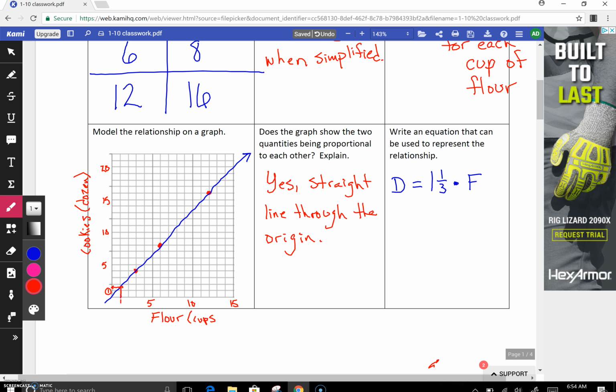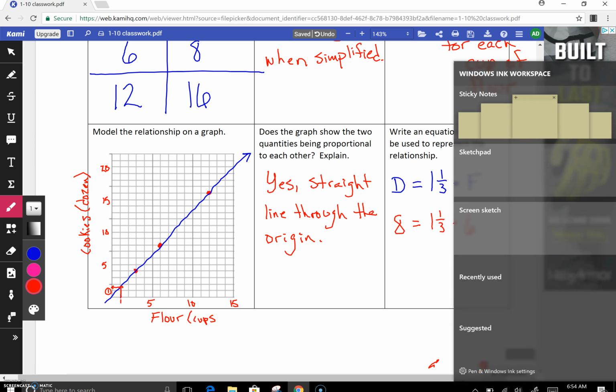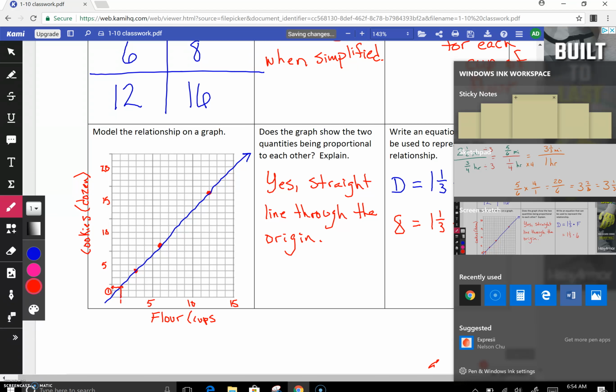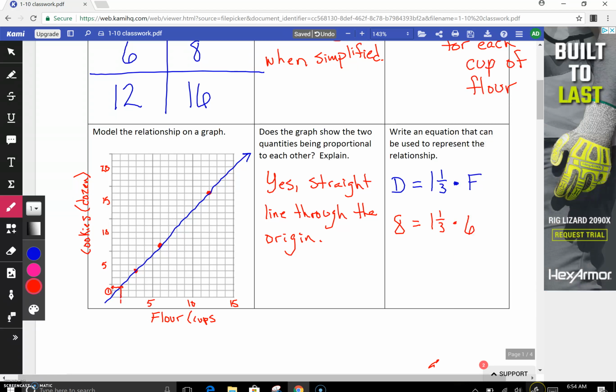If we had 6 cups of flour, we would put a 6 here in place of F, multiply it by 1 1/3, and it would give us the number of dozens, which if we look in our table would be 8, and 6 times 1 1/3 is 8. So our equation that will work every time is this.